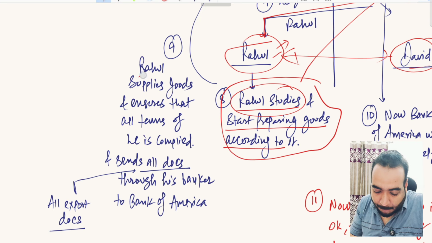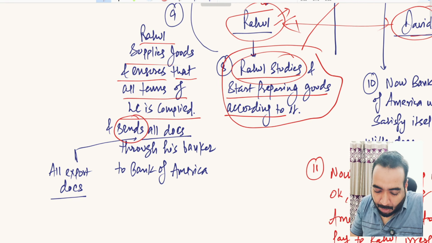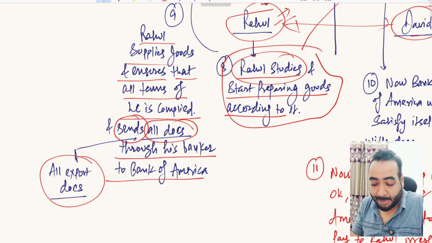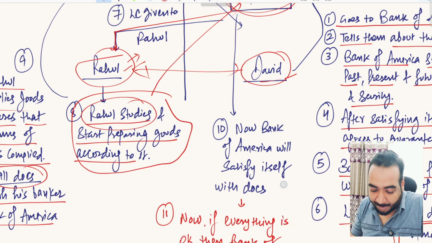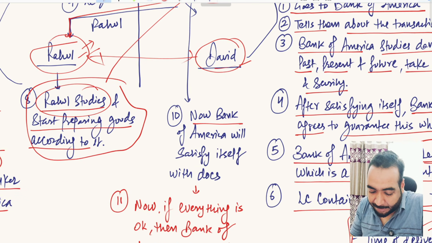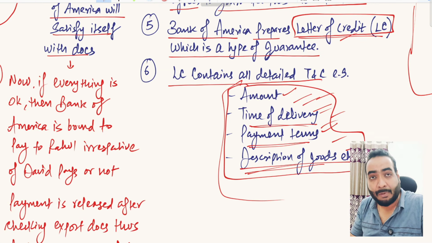In the ninth step, Rahul supplies goods and ensures that all terms of the LC are complied with, right? And sends all export documents through his banker to Bank of America. Rahul will involve his banker and hand over the LC and all the export documents to his banker, and that bank will send those export documents to Bank of America. Now, Bank of America will study the export documents, which will contain the invoice, packing list, marine insurance, and so on. The invoice and packing list will contain the description of goods as well, right?